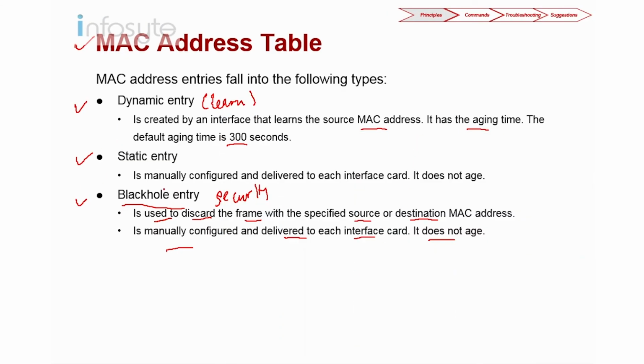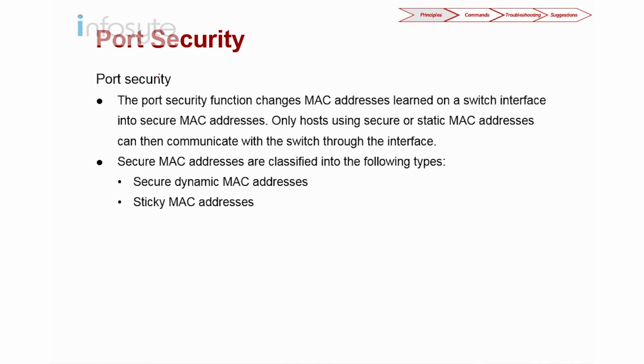You need to know that we have different ways of configuring our MAC address. The default is always dynamic. You can configure statically, or for security reasons you also can do black hole. Now I believe that most of you know what port security is about. Here, the port security we are learning in the context of MAC address. The port security function changes MAC addresses learned on a switch interface into secure MAC addresses.